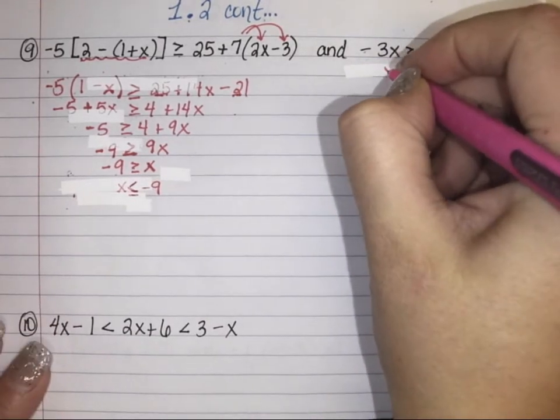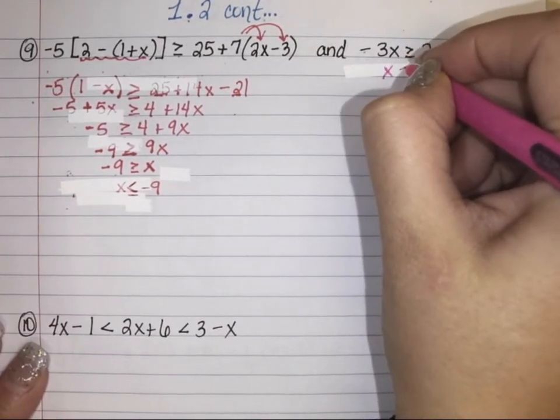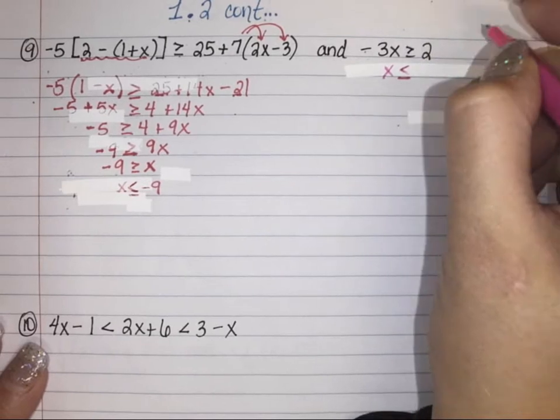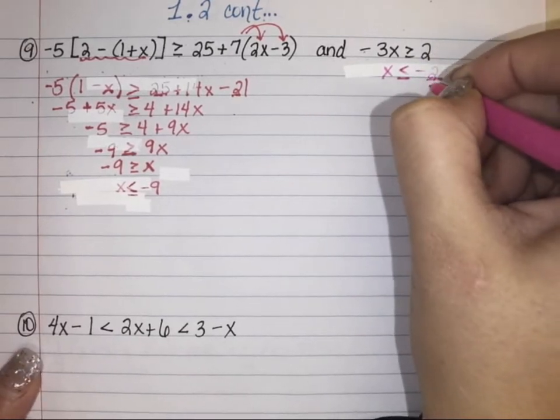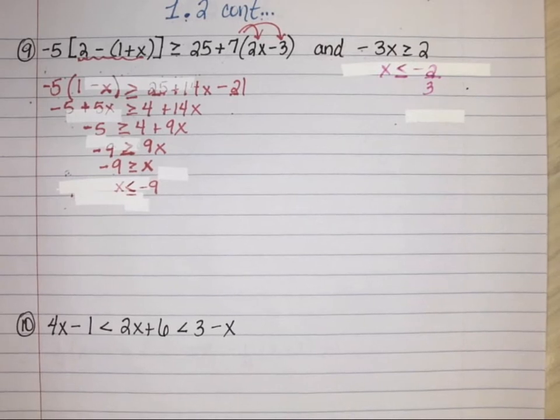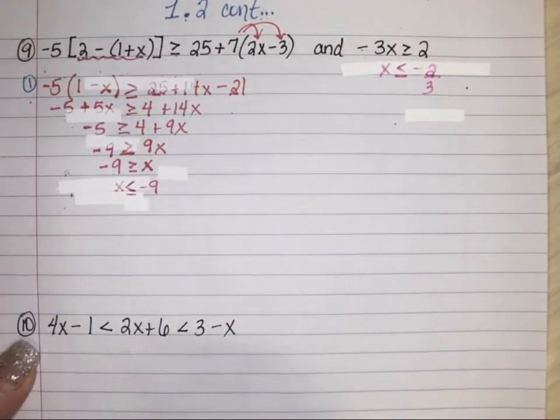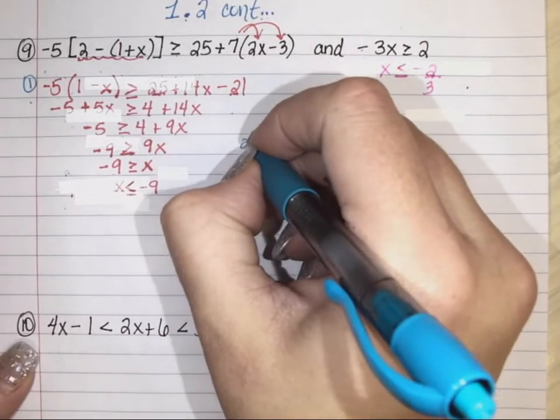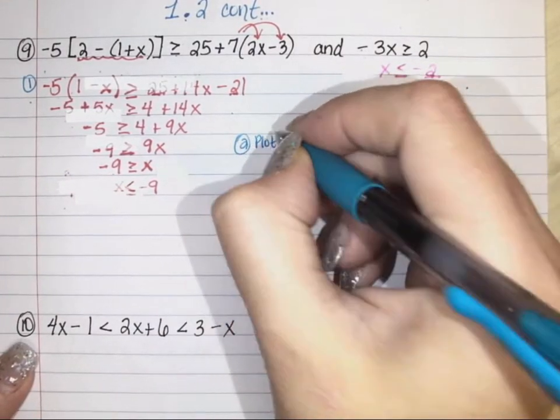So let's divide by negative 3. You definitely have to flip your symbol here since you are dividing by a negative. So we get negative 2/3. So that was just step 1. Now step 2, let's plot both solutions on the number line.